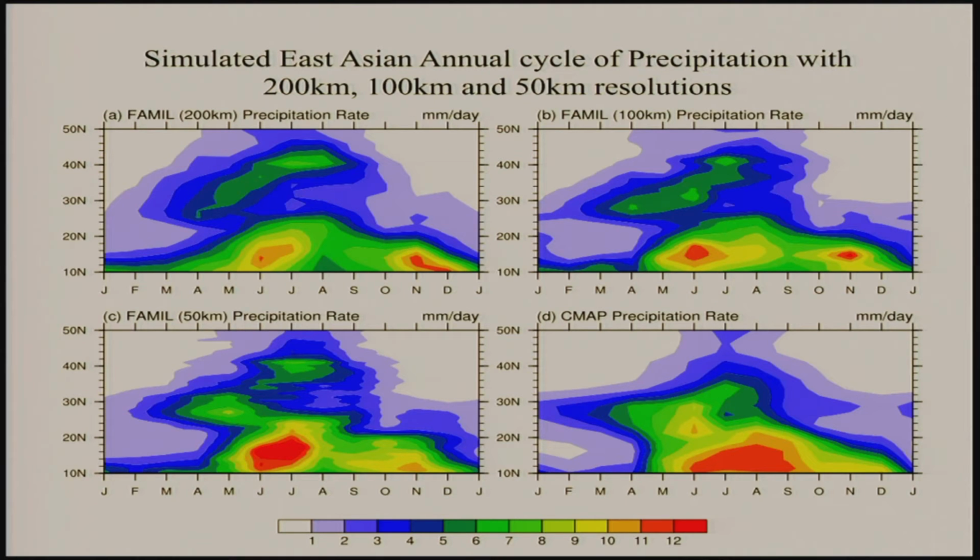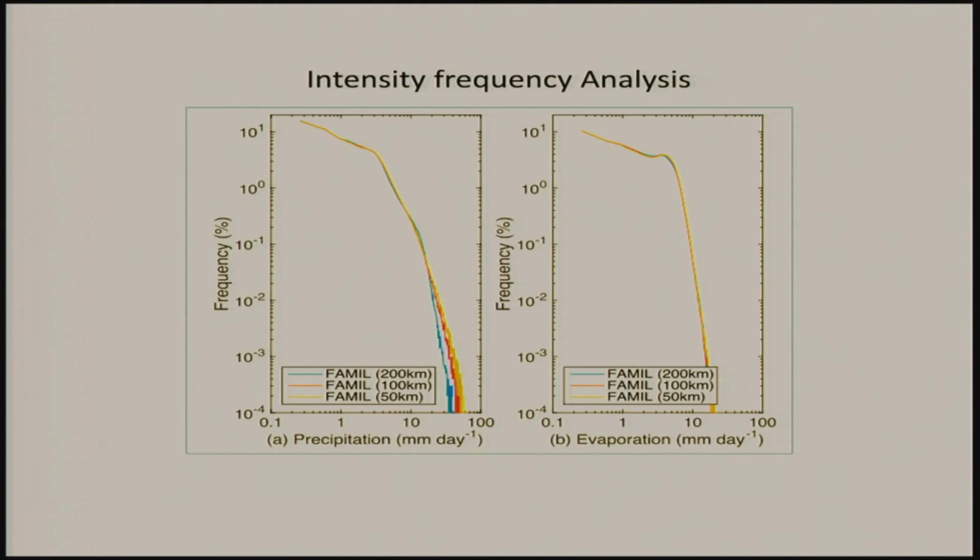And for the monsoon northward march, this version is better, but the bias is still there. We miss the Meiyu-Baiu front during the boreal summer season. Okay, next, intensity frequency analysis. We look at both precipitation and evaporation in different resolutions: 2 degree, 1 degree, half degree, and see the intensity of the precipitation is enhanced, which is consistent with previous talks. But for evaporation, it doesn't change a lot. I think it's also reasonable.